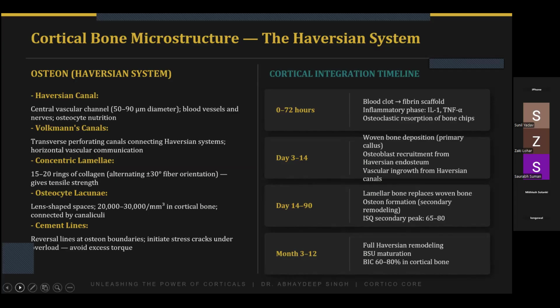Okay, and then full remodeling is complete, primary mineralization is complete, and bone maturation is complete within 3 to 12 months. 3 months is the primary mineralization phase, 12 months is the secondary mineralization phase, which will help your implant get the secondary, biomechanical stability, which comes only after primary and secondary mineralization.